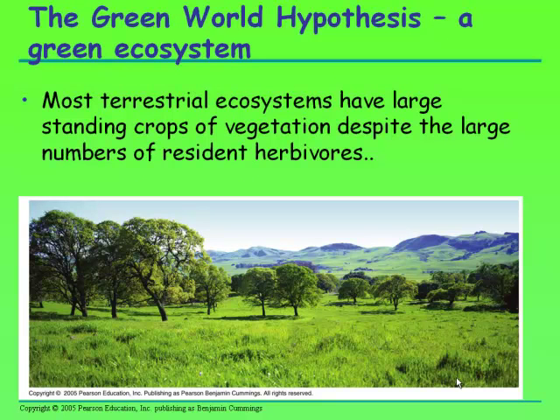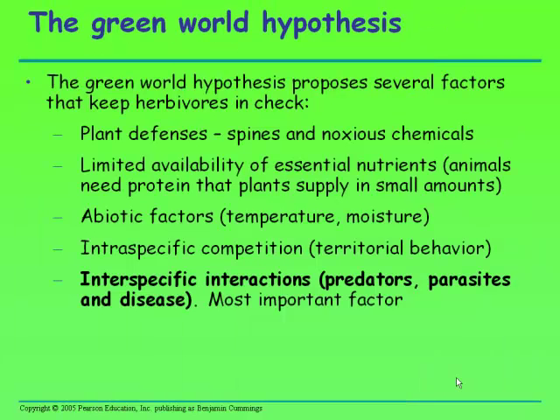So the green world hypothesis, a green ecosystem. Most terrestrial ecosystems have large standing crops of vegetation despite the large number of resident herbivores. The green world hypothesis offers possible explanations for this. Okay, so several factors keep herbivores in check.